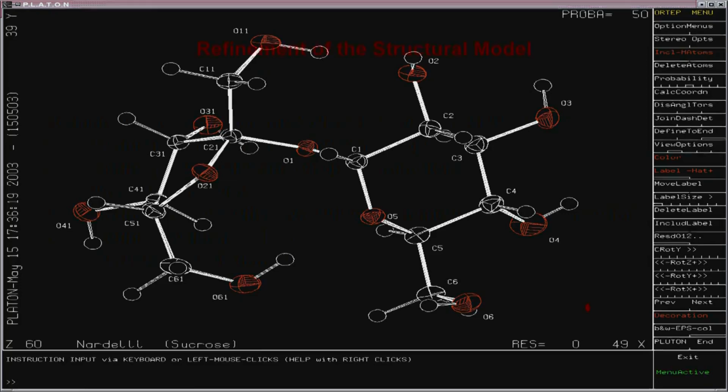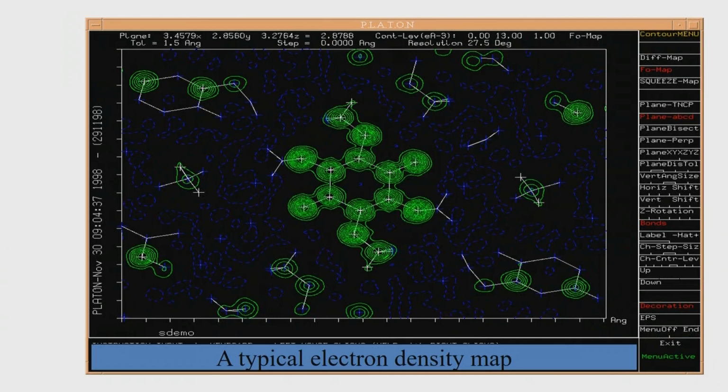So, just to recapitulate, we got into a situation where we had the initial electron density map of some kind, and this particular initial electron density map could give us some atoms in the structure.